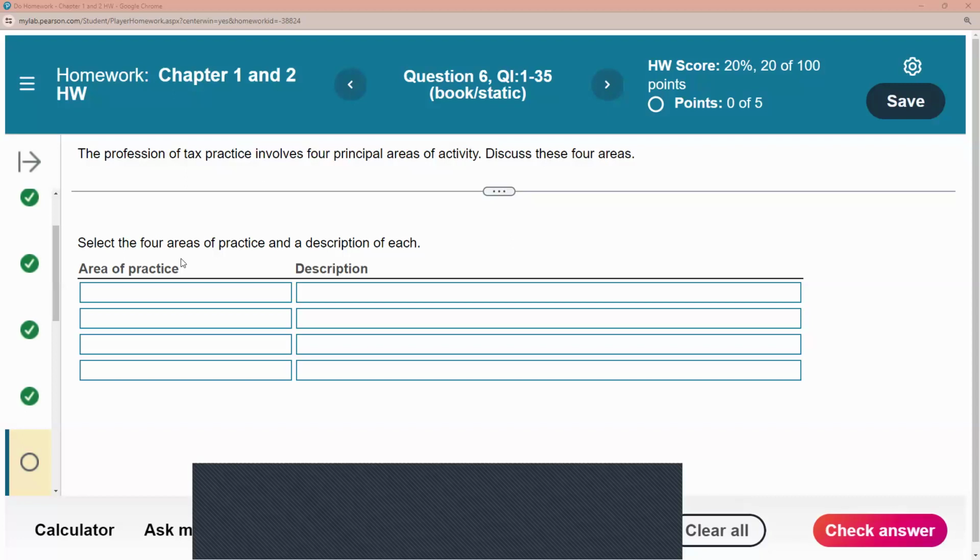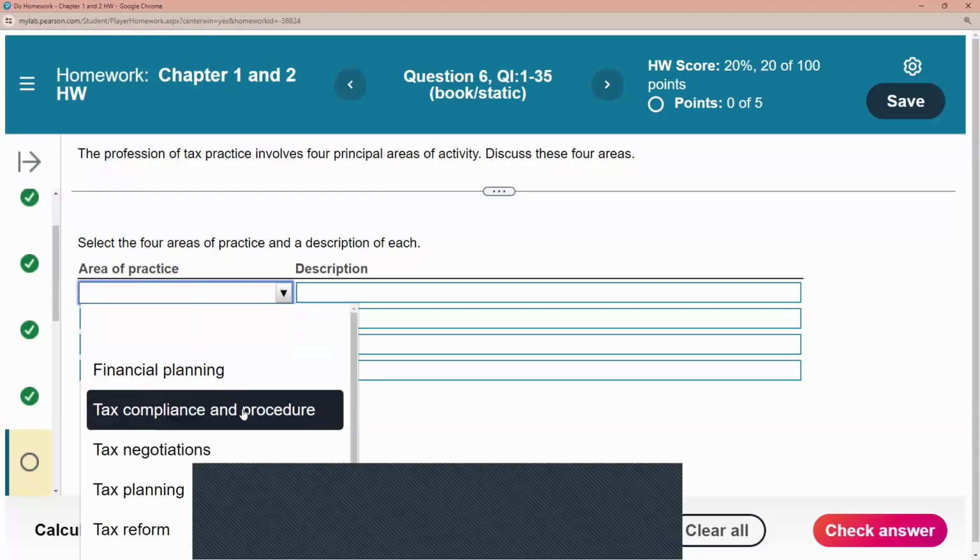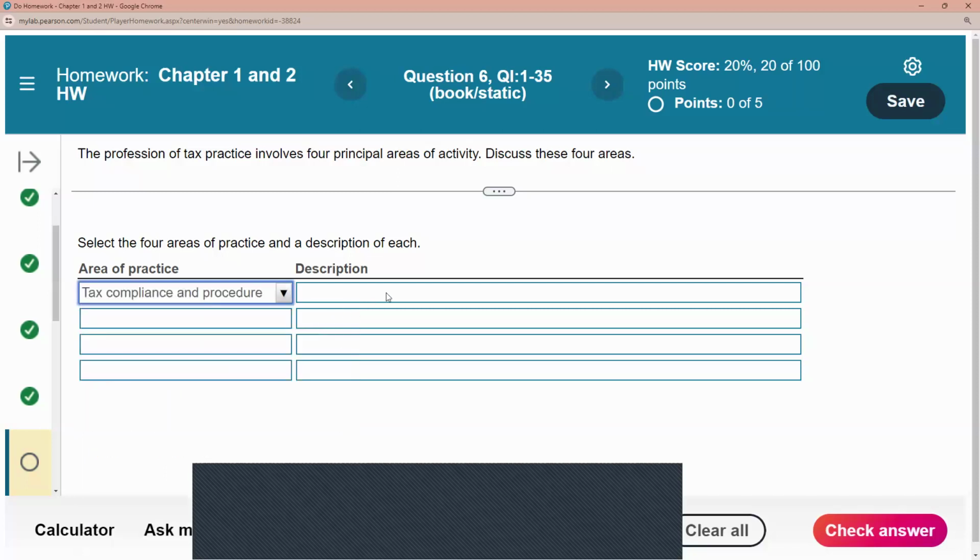So the tasks that are performed by a tax professional can range. They can simply prepare a Form 1040 for an individual. They can perform tax preparation services for a business. They can also do some tax research and tax planning for highly complex individual or business tax situations. So tax practice can consist of the following activities. Here we have tax compliance and procedures. This is the most basic.